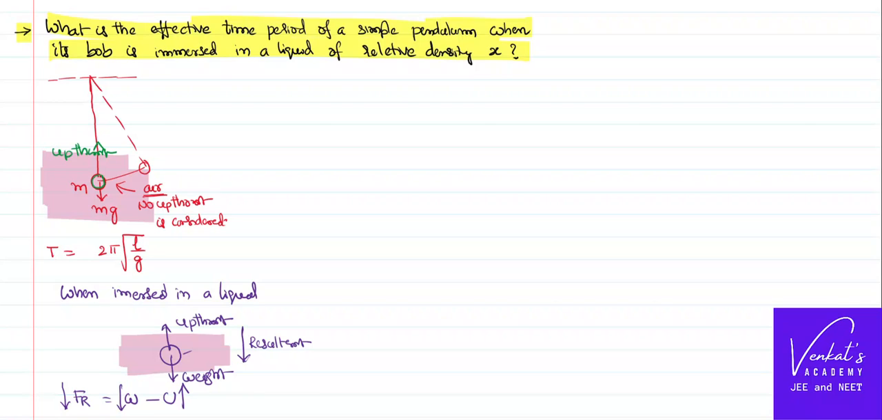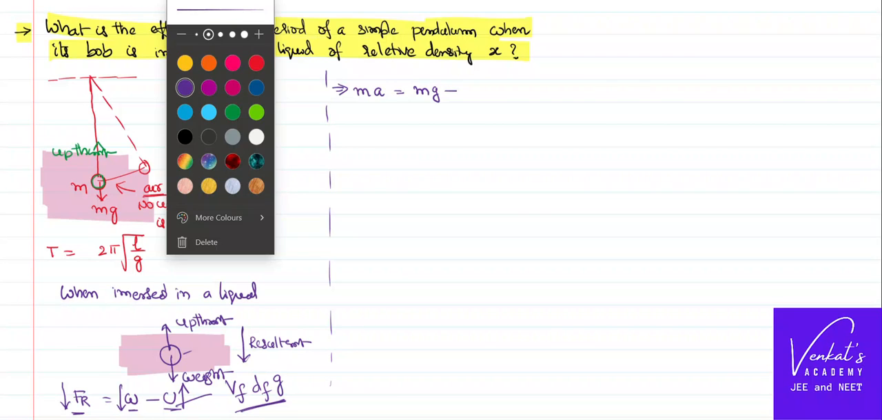So how much is that F resultant? Let us try to calculate. F resultant is mass into acceleration. Weight is equal to mg minus upthrust. We have a formula for the upthrust: the volume of the fluid displaced, times the density of the fluid, times gravity. What do we mean by volume of the fluid displaced? Let me try to explain.